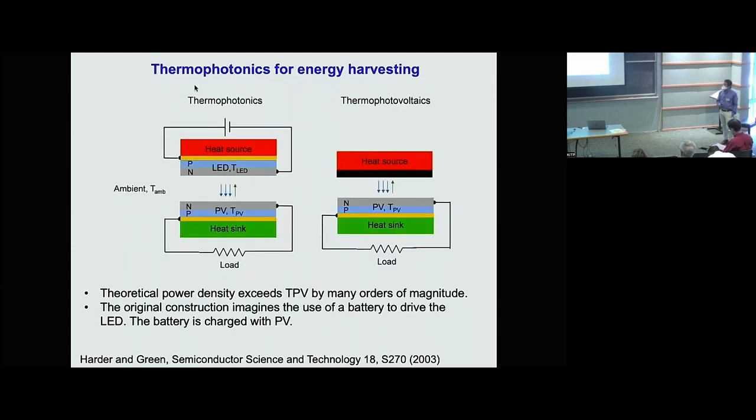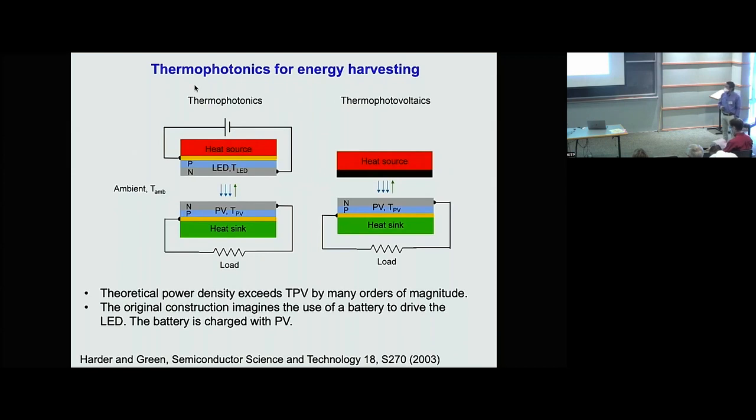So now, let me also comment briefly on some of the prospect of using this idea for chemical potential of photon for energy harvesting. And in particular, I guess Professor Zhuomin Zhang also reviewed this. Instead of doing thermal photovoltaics, where you take a thermal emitter, emit into a photovoltaic cell, Martin Green in 2003 has proposed a very interesting idea of thermophotonics.